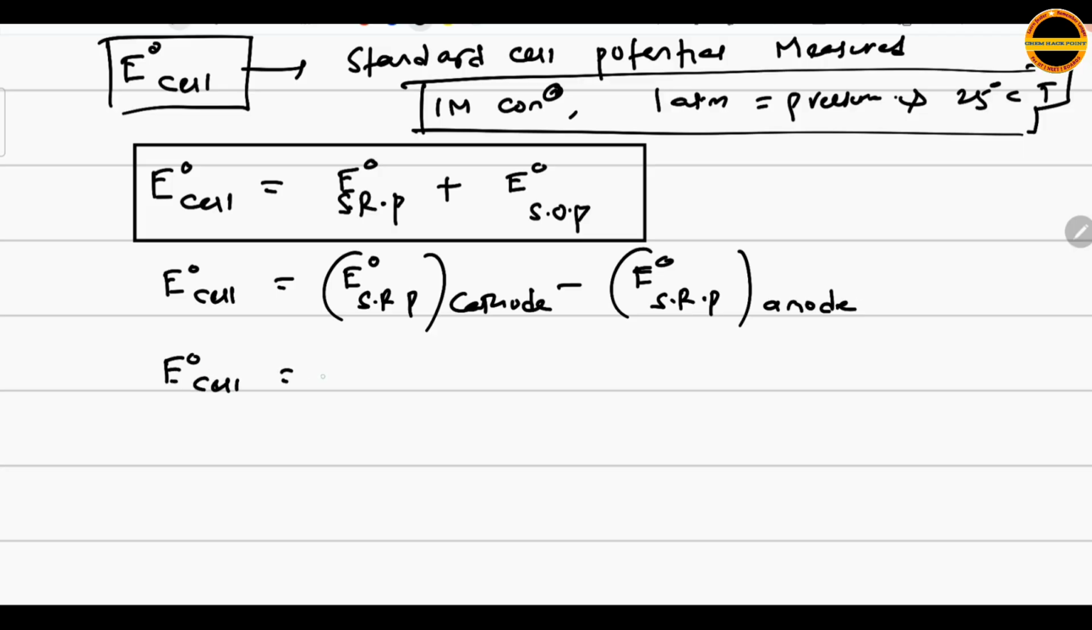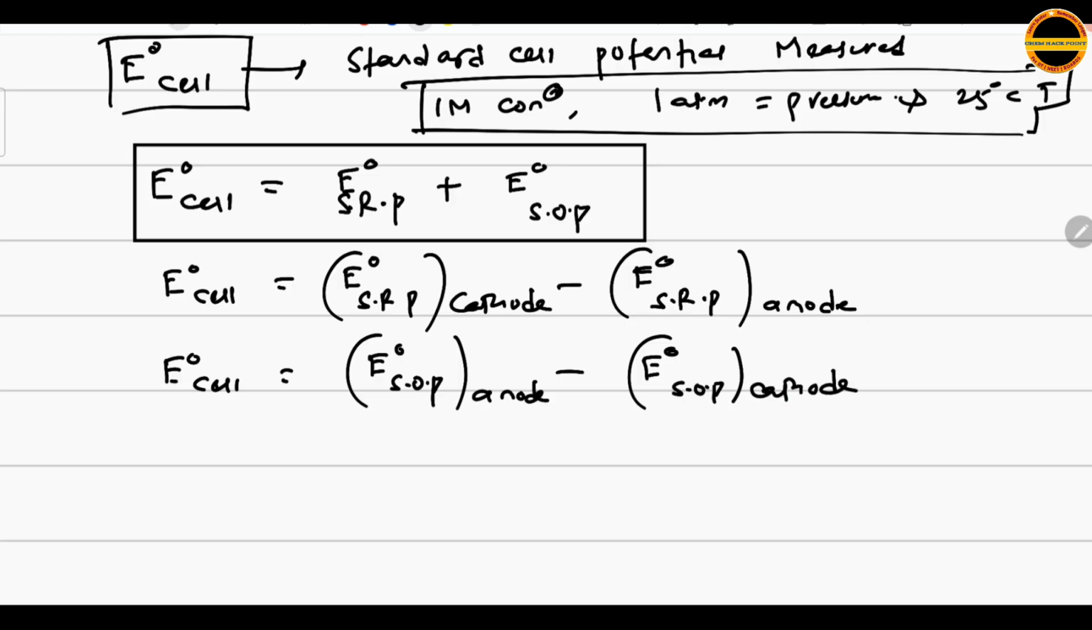Similarly, E naught cell is equal to, if they provide oxidation potential values, as we know oxidation occurs at anode, SOP of anode minus SOP of cathode. Anode minus cathode. So in 3 combinations you can calculate the given E naught cell value. Observe it properly. It is most important for the entire chapter. Most of the students make mistakes here. Be clear about this particular concept.